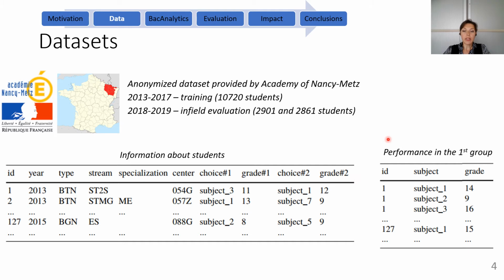Additionally, we have information about the student's performance in the first group examination. That is, for every student, we have a list of subjects that he had to pass and the corresponding grades. Using this historical information about the performance of the students in the first group and the information about the type of the BAC, our tool, BacAnalytics, aims to predict the two choices that will be made by the student.